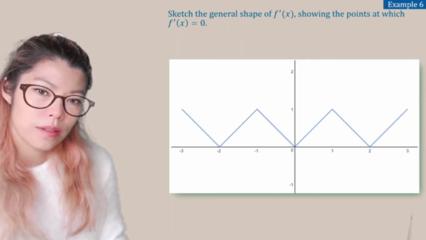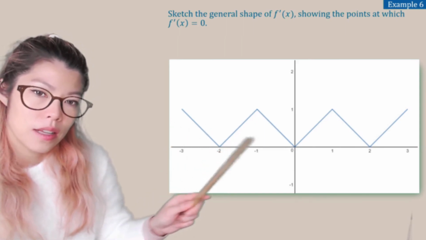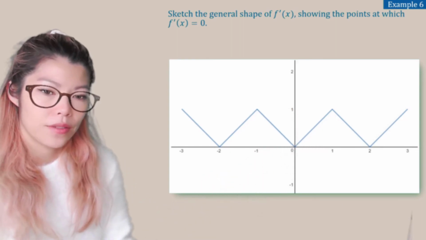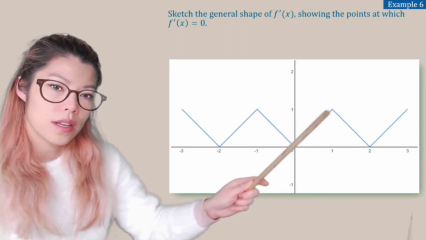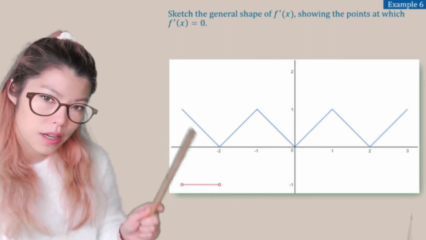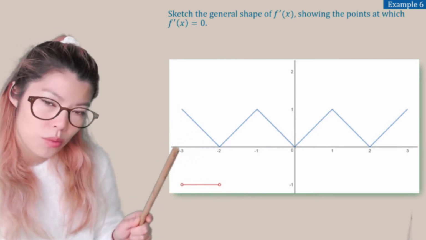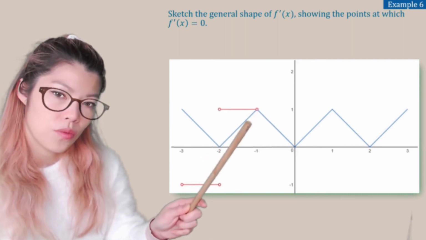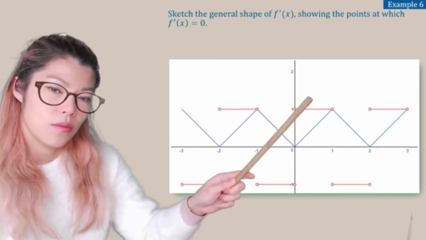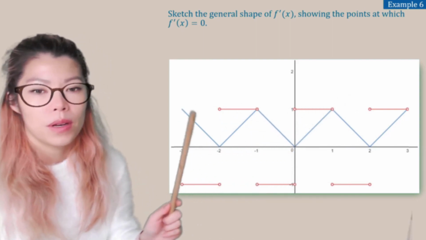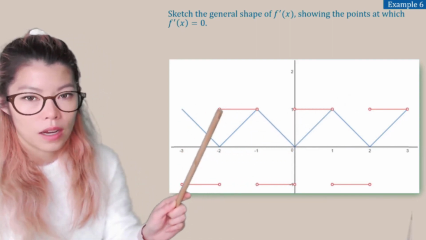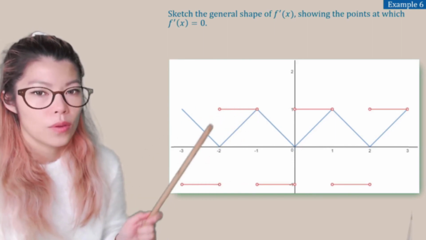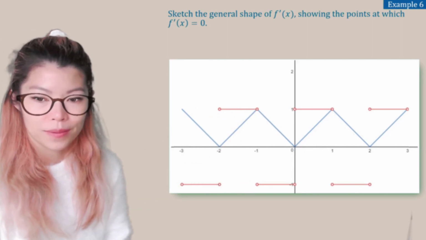What about this one? Well, we can calculate the gradient. So let's do this line here. We can see that it's 1 over 1, rise over run. So the gradient there is 1. And the gradient here, we drop 1 across 1, so it's -1. So -1, that one's 1, -1, 1, -1, 1. But notice that the intervals have open circles at each endpoint because we can't find the gradient at those points.